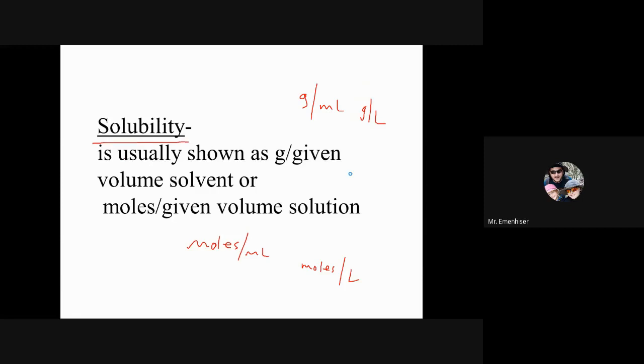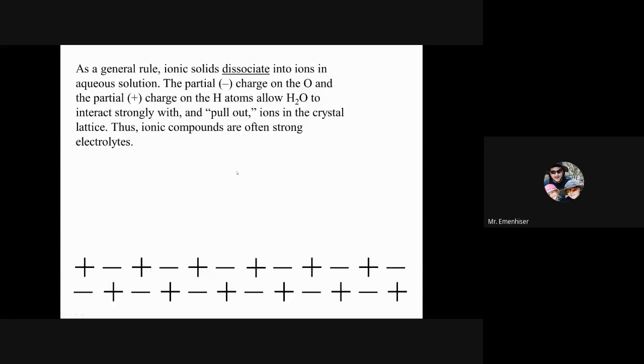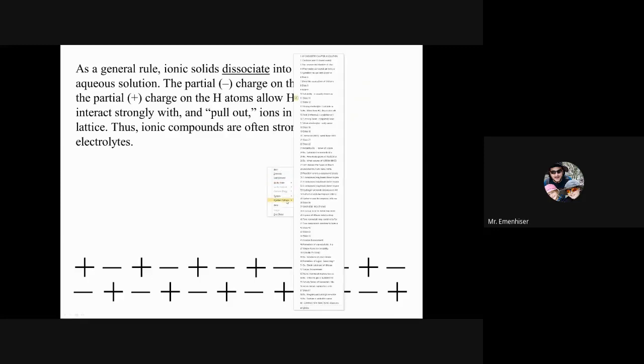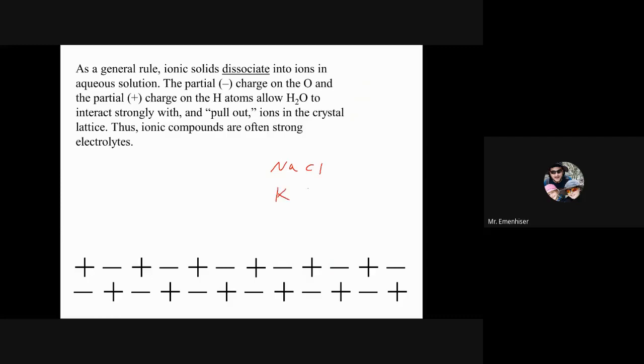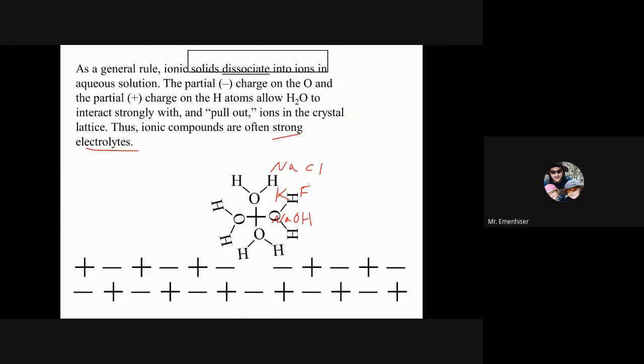So that's solubility. As a general rule, ionic solids will break down or disassociate into ions when they're put in an aqueous solution, so when they're put in water. The partial negative charge and the partial positives will allow water to strongly interact with and pull out the ions in the crystal lattice. So ionic compounds like sodium chloride, potassium fluoride, sodium hydroxide. These are all strong ionic compounds that make strong electrolytes. So, see how the waters will grab that H plus or whatever this positive ion is.